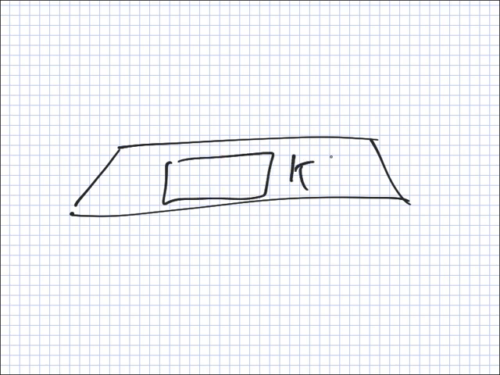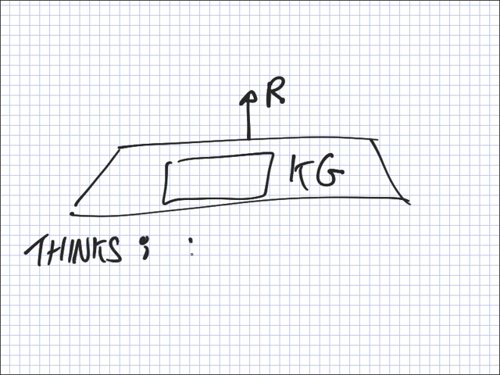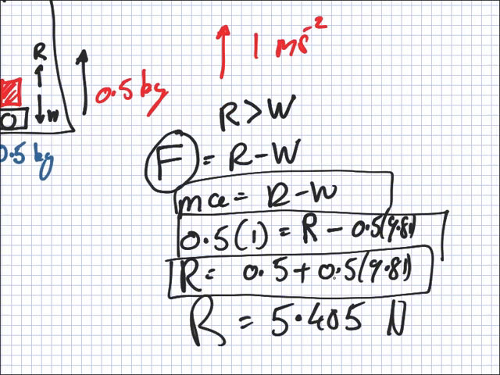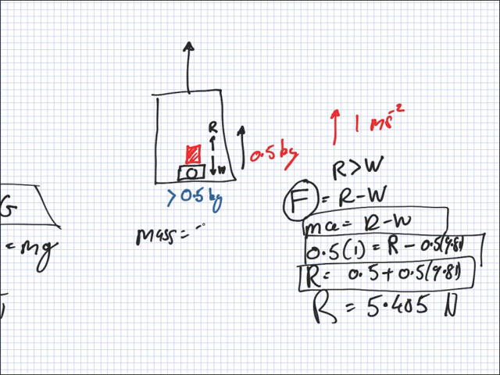So look, here's your weighing scales, and it says kg on it. How does this machine work? Remember, it can't measure your weight or your mass. It can only measure the reaction. It thinks the reaction should equal W, because it thinks you're not moving, and it thinks W should equal mg. So it will say your mass equals the reaction over 9.81. So it thinks your mass is 5.405 over 9.81, which is 0.551 kilograms. It thinks it's more heavy.